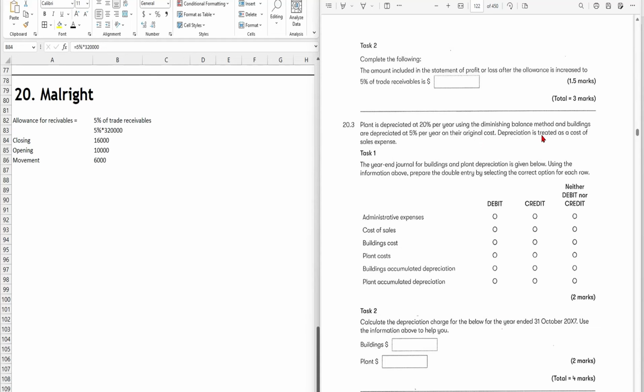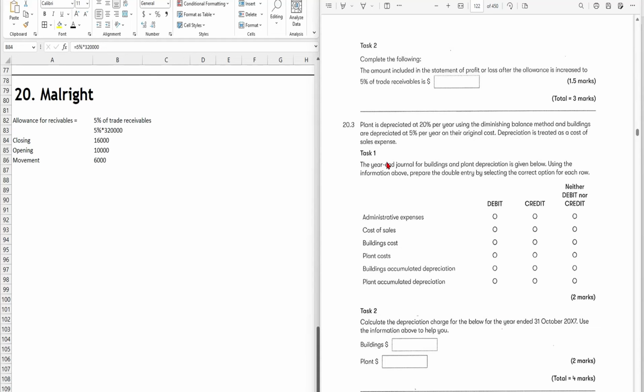Depreciation is treated as cost of sales expense. See, here they said depreciation will be treated in the cost of sales, not in the administrative expense. So if you show this in the administrative expense, it is totally wrong. So please read the requirement at least 1 or 2 times to have clarity like this.